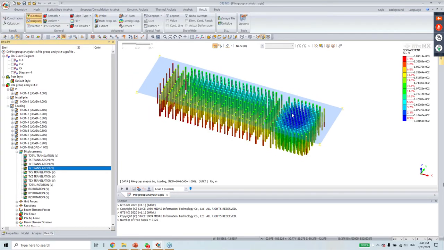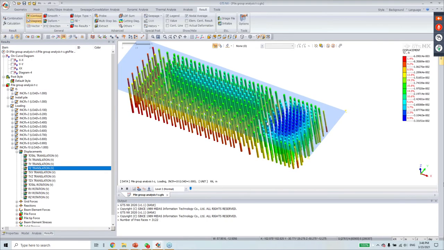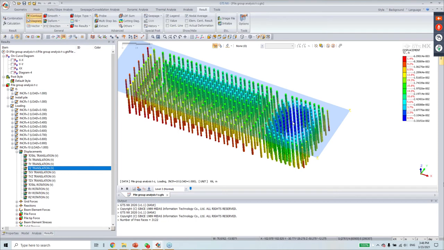This is the total displacement of the pile groups. The maximum settlement of the pile group is about 33 mm. And this settlement profile is very useful for structural engineers for them to design the reinforcement for the slabs. This is a finite element model for pile group problems.